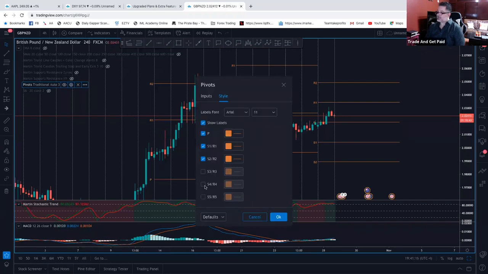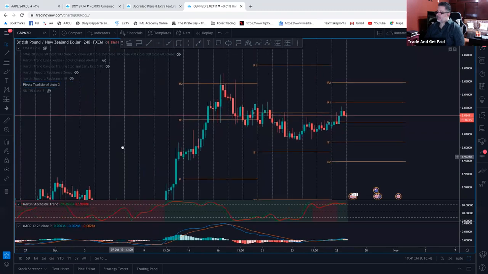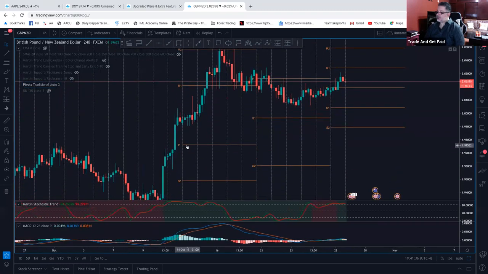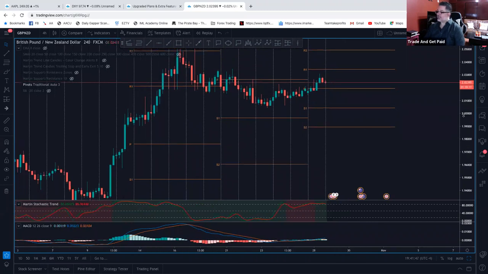Originally, it had all of these. I unclicked all of these. I only kept these two. And the number of pivots back, 3. Okay? You can change it, but I only want 3. All right? And it'll show me, this is the pivot. This is support. That's what that means. Support 1, support 2, support 1, support 2 of each of the last 3 days.